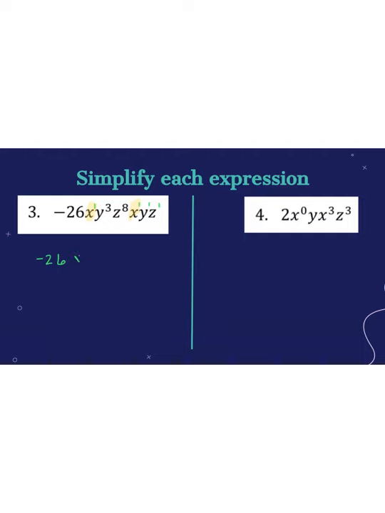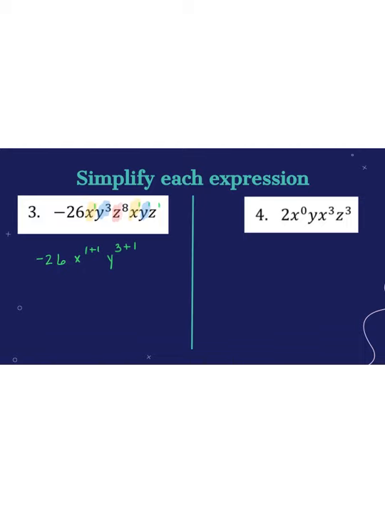So I have x to the first plus another x to the first. Okay, and then I'm going to go through and look at my y's. So I have y to the third right here. I also have y to the first right here. So then it's just going to be y to the 3 plus the other y to the 1.